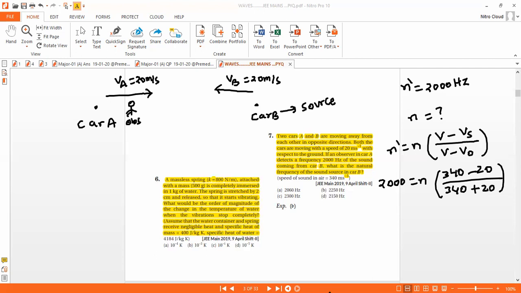Understood? Now see, 2000, if you can write this equation from the question, 80% of the answer is completed, if you can identify which is the source and which is the observer, and in which direction sound waves are moving. So 2000 equal to n times 320 by 360. So n is equal to 2000 multiplied by 36 by 32.